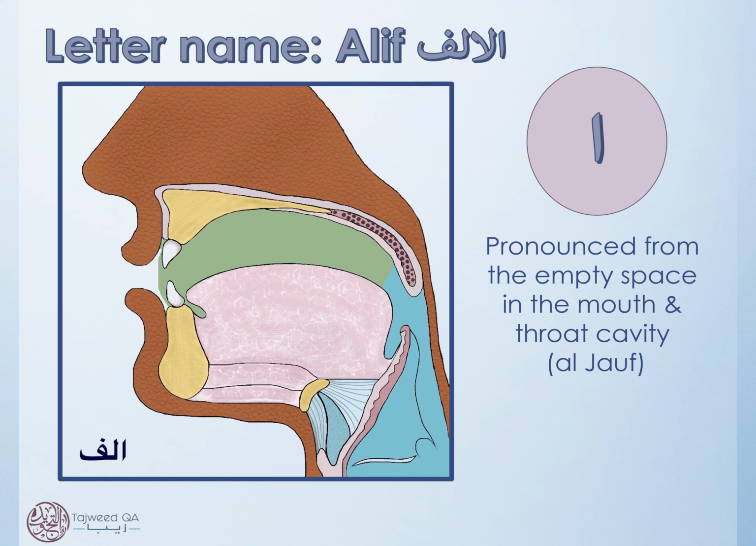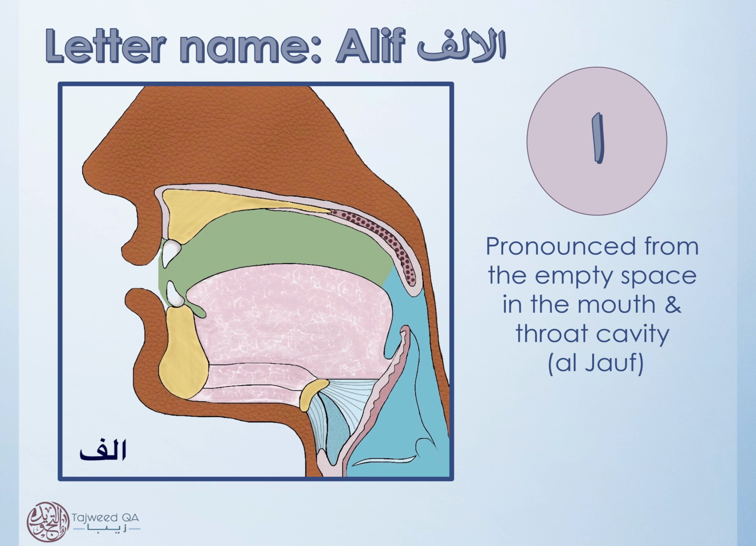Alif is always given as the first letter of the Arabic alphabet. The letter name is Alif. It shouldn't be pronounced as Aleef with a double E between the L and the F. It's Alif without lengthening the I.